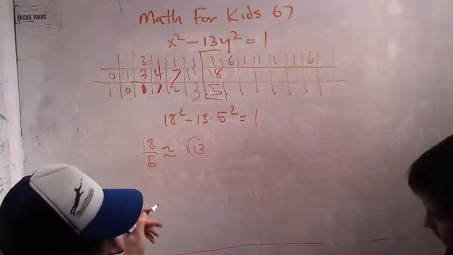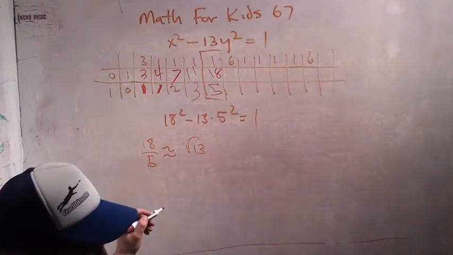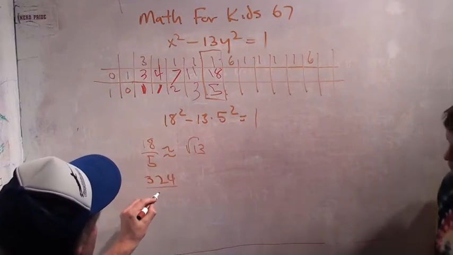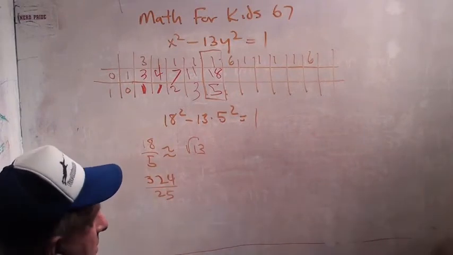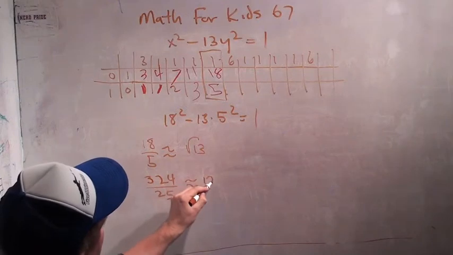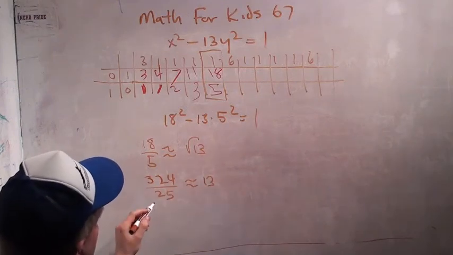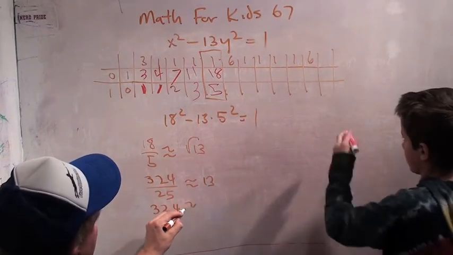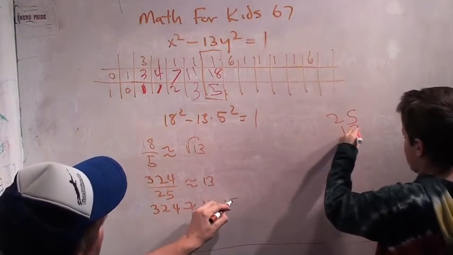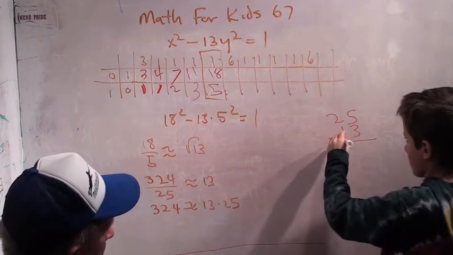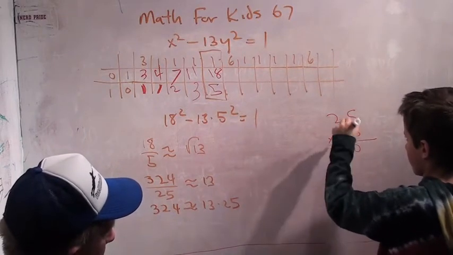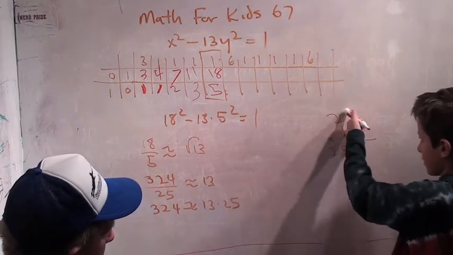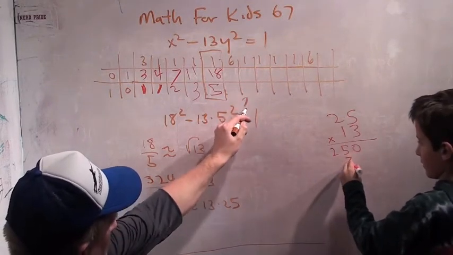Well, even Mathematica knows that 18 squared is 324. But Mathematica knows a lot of things, right? So this is 324 over 25, because 5 squared is 25. Does this approximately equal 13? Well, let's do 25 times 13. Does 324 approximately equal 13 times 25? And 13 times 25 is 250 plus 25 times 3, which is 75.